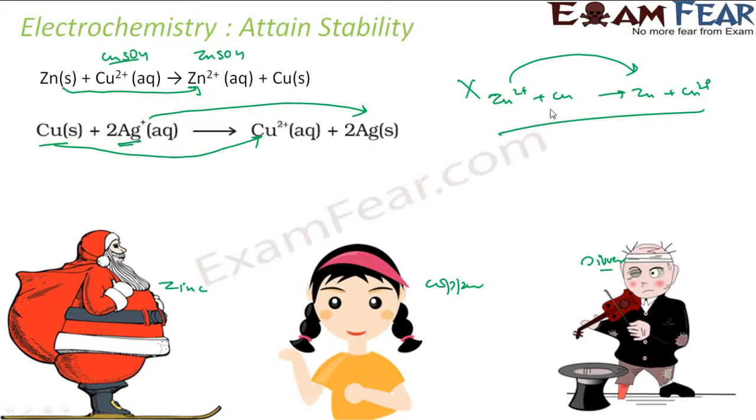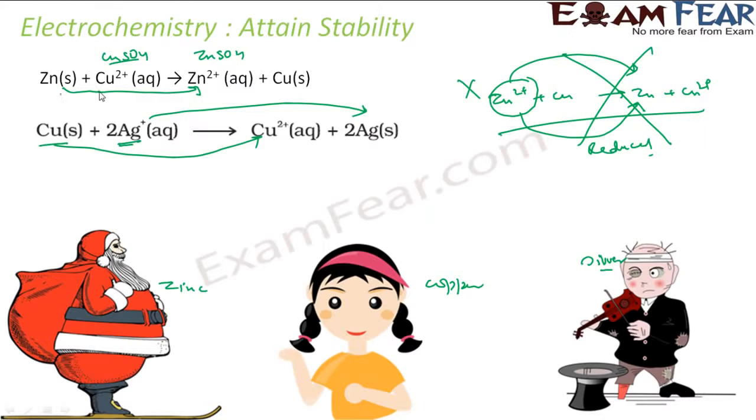If you compare zinc and copper, it is zinc which will try to get oxidized by giving electrons. So zinc will try to get oxidized. Here zinc is getting reduced, right? And that is not possible. So this reaction won't happen. Please understand, it's a very critical topic here. If you understand this, it's almost 30% of electrochemistry.